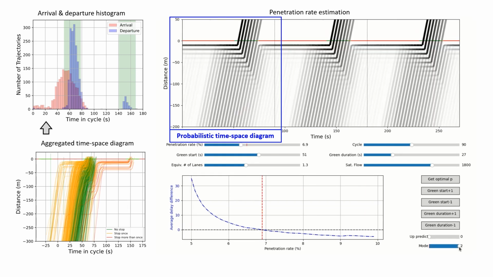Next, we can see how the probabilistic time-space diagram can reconstruct the aggregated time-space diagram from before. The probabilistic time-space diagram gives the probability of a vehicle traveling in the spatial-temporal space, where the more darkly shaded areas represent higher probabilities.